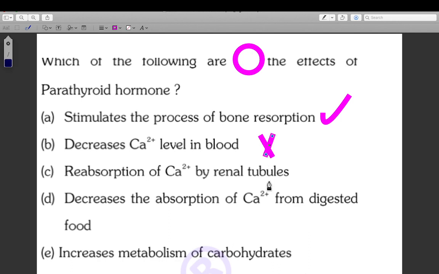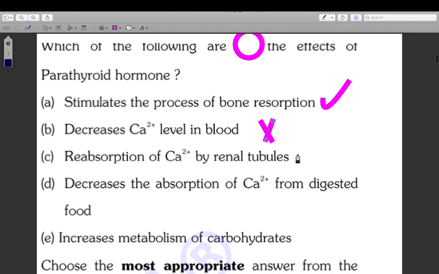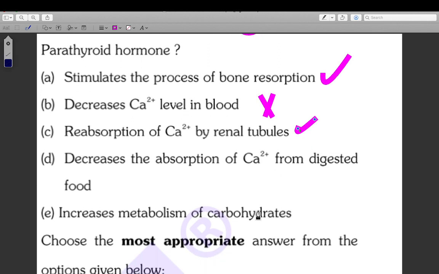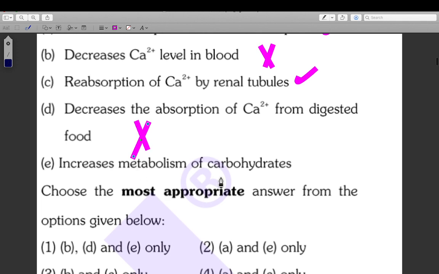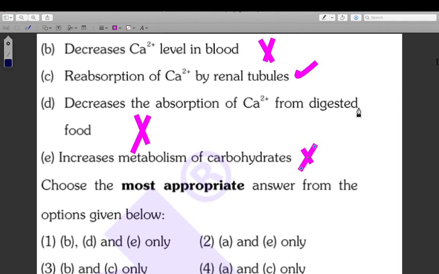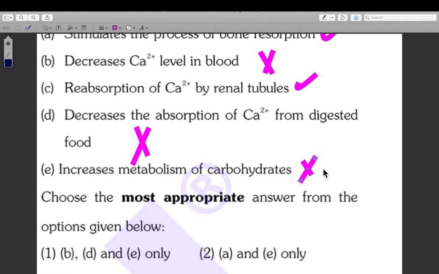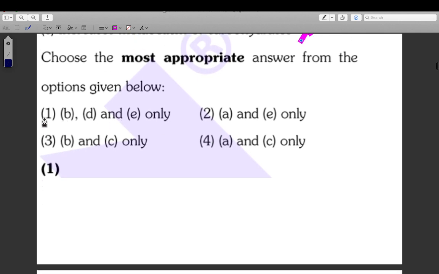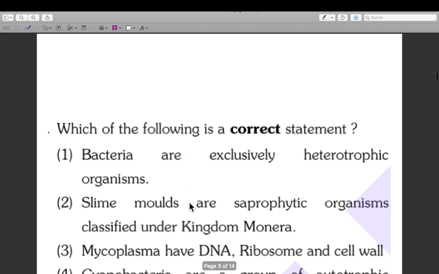Resorption of calcium by renal tubules. Yes, it does. Decreases the absorption of calcium from digested food? No, it increases it. And increases the metabolism of carbohydrates? This is also wrong. So which means that you have 3 wrong statements, B, D and E, and that is what they have asked you, and hence the correct option is option 1. This question is from human physiology and directly from NCERT, so that's how you need to come to the answer.